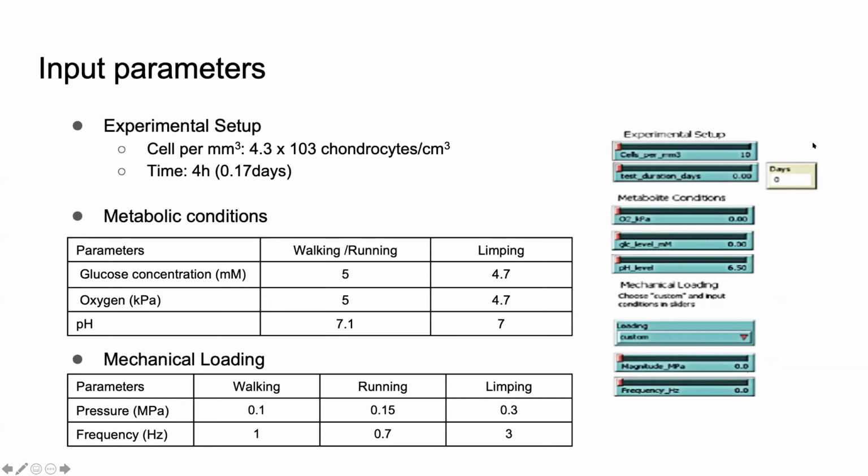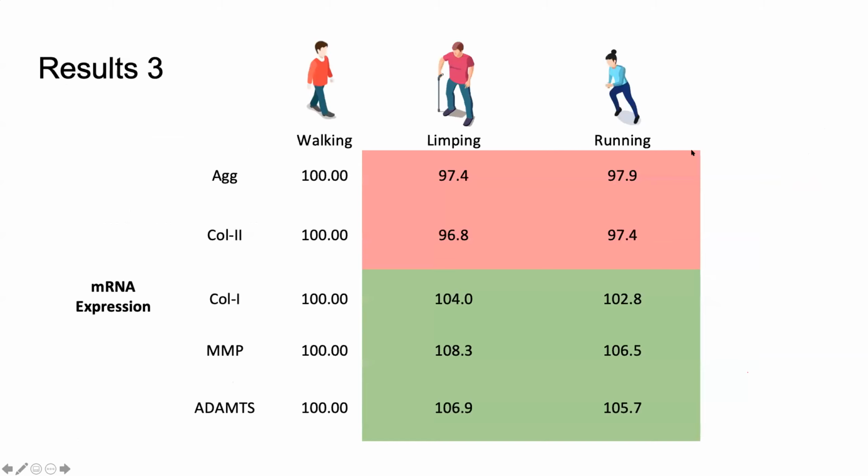Finally, in terms of mechanical loading, these data were obtained from the second part of the hands-on that Dimitrios just mentioned. According to the results, we can see the data normalized to the walking condition, which we said is 100%. First of all, we can see a downregulation of aggrecan and collagen 2 in the running condition, but we can see this downregulation even stronger in the limping condition. On the other hand, we can see an upregulation of collagen 1, MMP, and ADAMTS in the running condition, and this upregulation is even higher in the limping case.